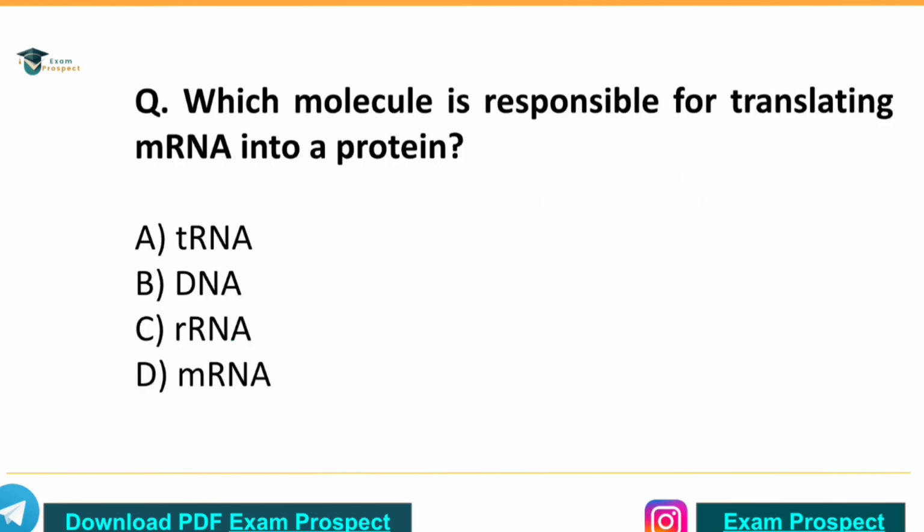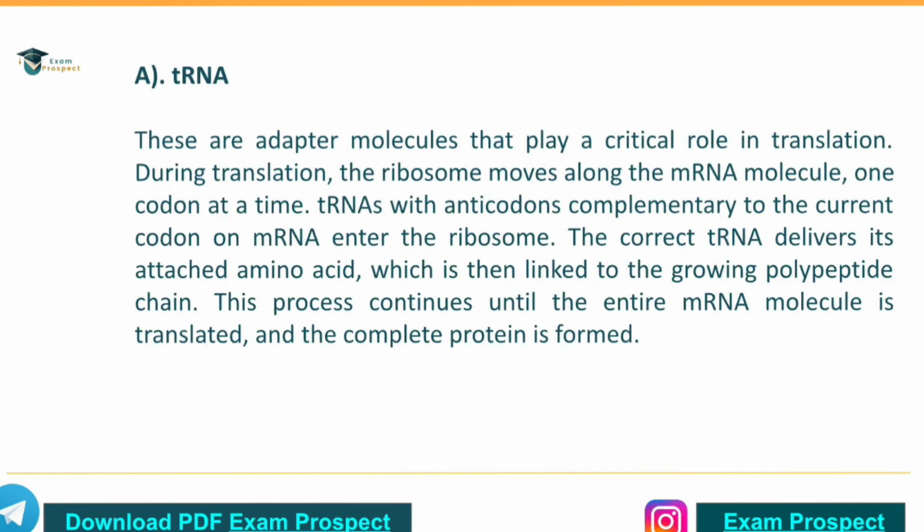Next question, which molecule is responsible for translating mRNA into a protein? Correct answer is option A, tRNA. Here, these are adapter molecules that play a critical role in translation. During translation, the ribosome moves along the mRNA molecule, one codon at a time.